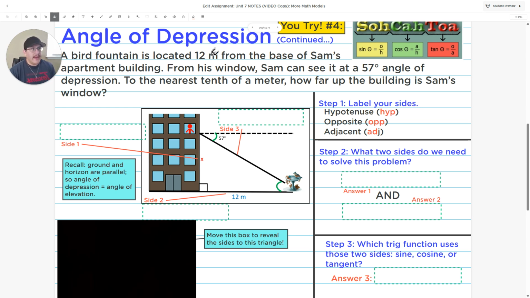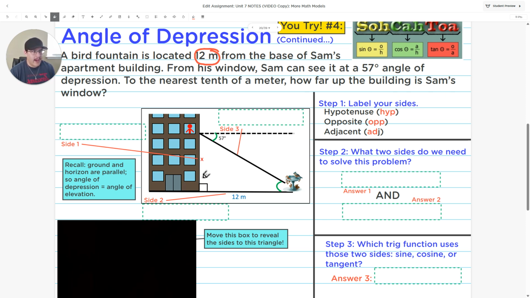So a bird fountain is located 12 meters from the base of Sam's apartment building. Okay, so from Sam's apartment building, that's 12 meters right here. There's a bird fountain. From his window, Sam can see it at a 57-degree angle of depression, meaning his line of sight is straight, and if he looks down 57 degrees, he can see this bird fountain. To the nearest tenth of a meter, how far up the building is Sam's window?